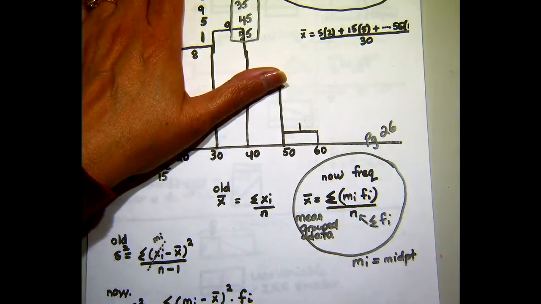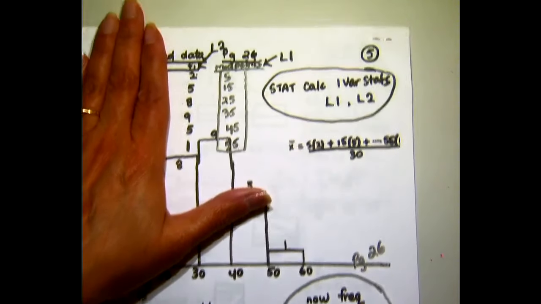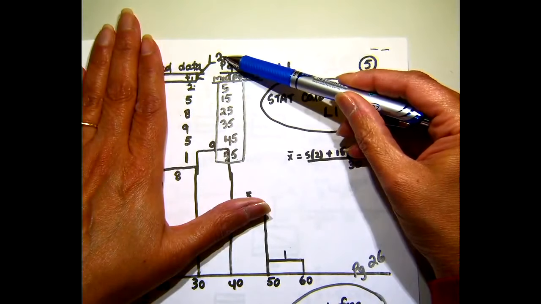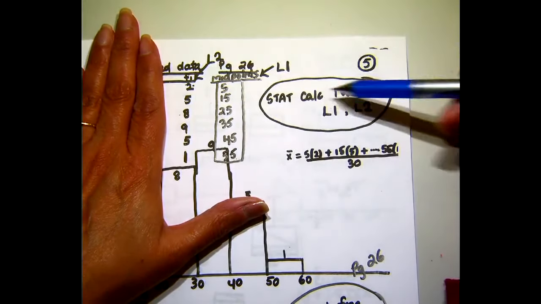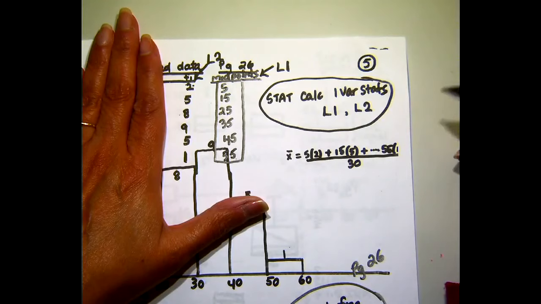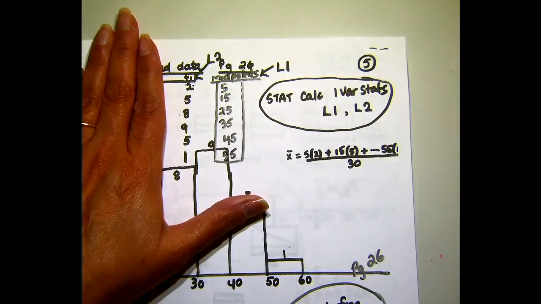Nobody is doing this by hand. Why would you, right? You're going to stick this in your calculator and you will put the midpoints in one list and the frequencies in another list. And then stat, calc, one variable statistics on L1 comma L2. Did we show you how to use the calculator to find standard deviation for a single row of data? Yes or no? Do you know how to use your calculator to find standard deviation?